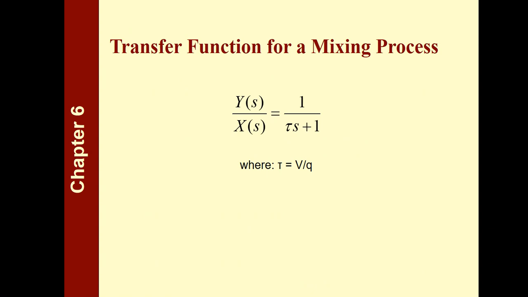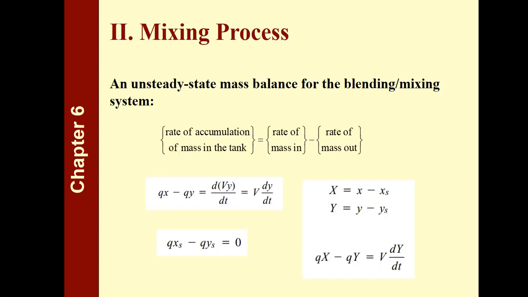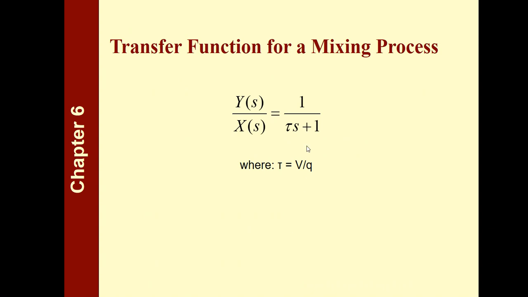So for the mixing process, if you're going to perform the Laplace transform for this expression, with Q and V being constant, then this would be X of S, this would be Y of S, and the Laplace transform of dy dt in this case would be S Y of S. Our transfer function resulting from that process will be 1 over tau S plus 1.